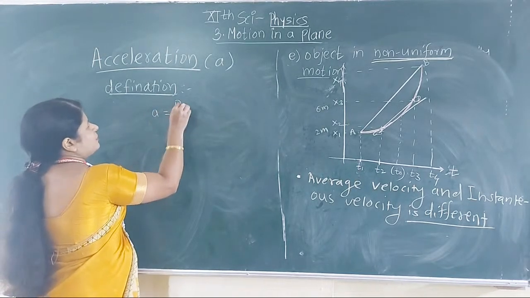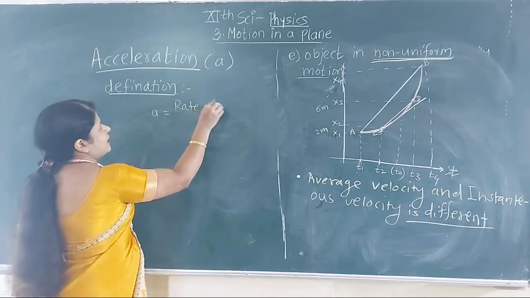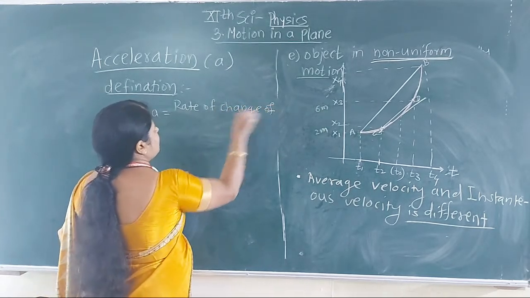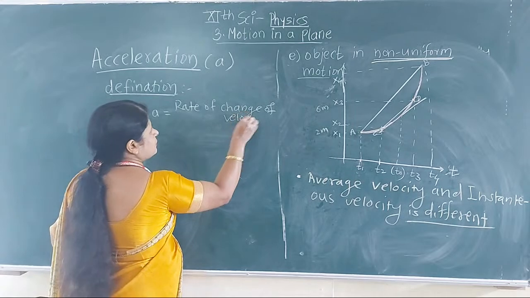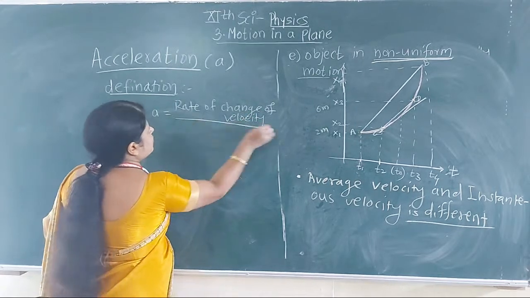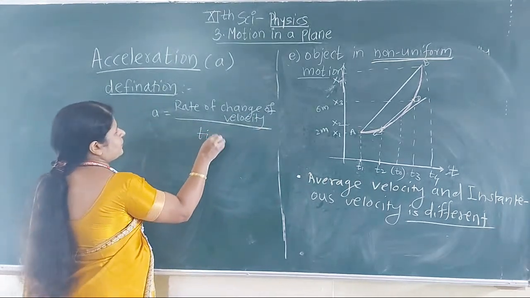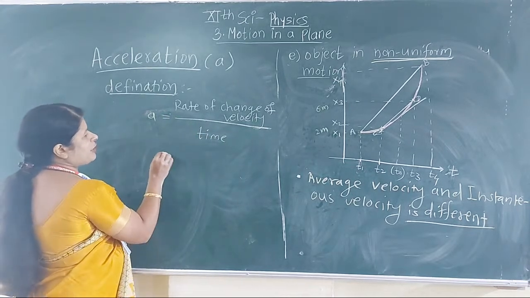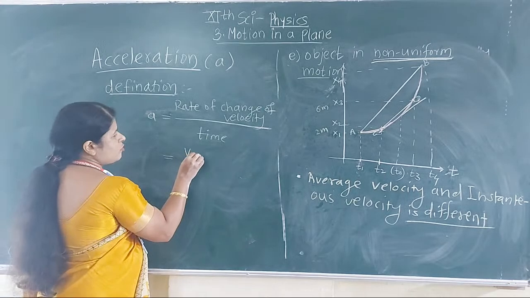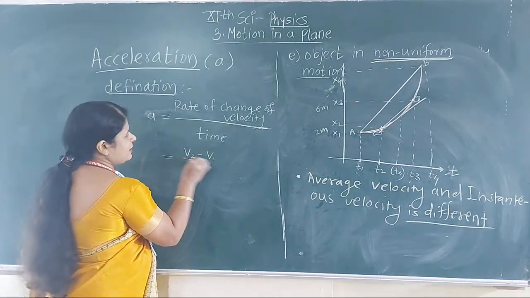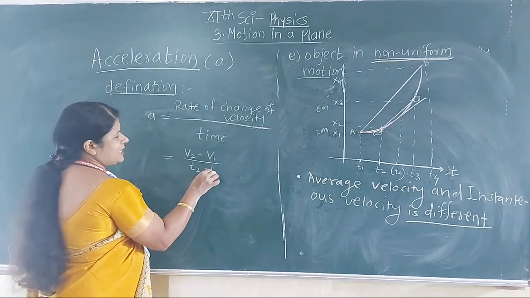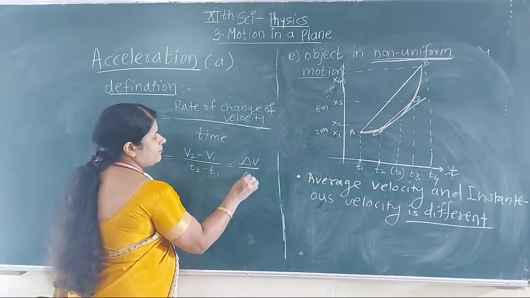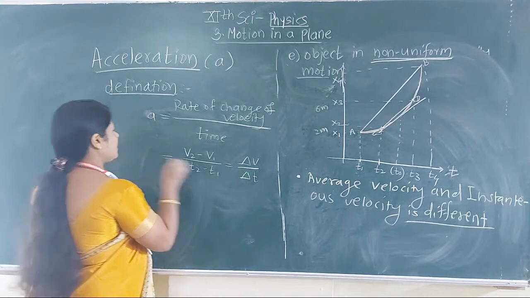Rate of change of velocity with respect to time. Rate of change of velocity means v2 minus v1 divided by t2 minus t1, which is equal to delta v divided by delta t.